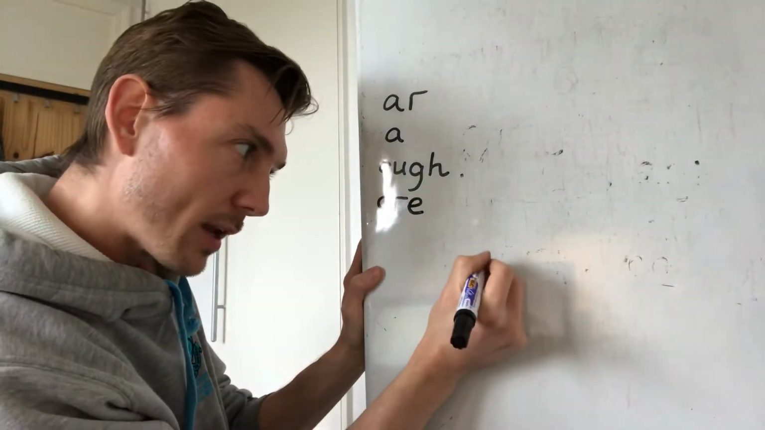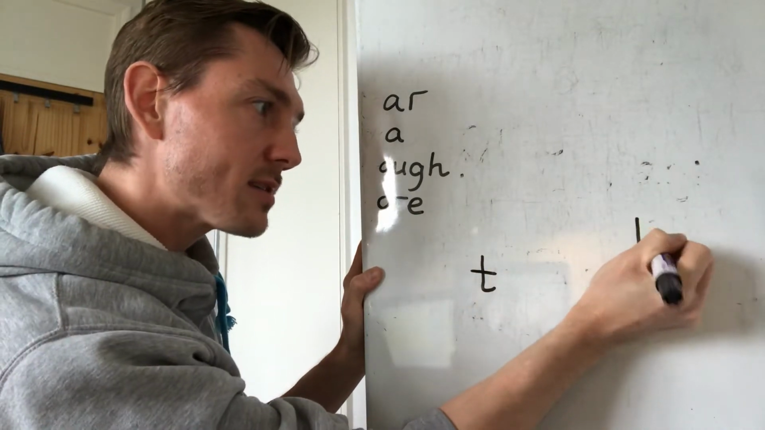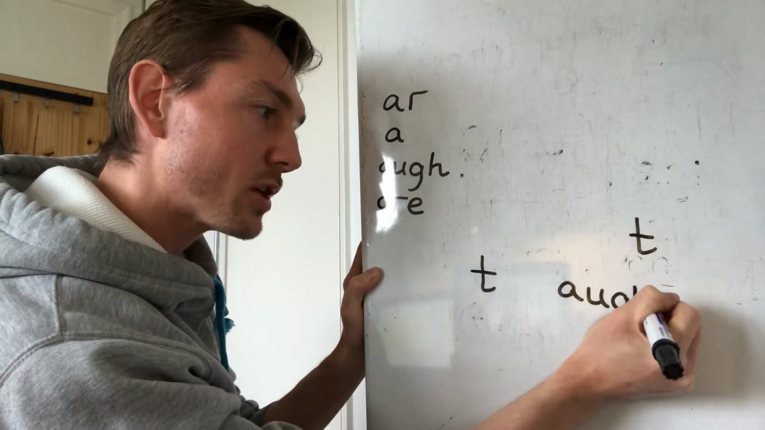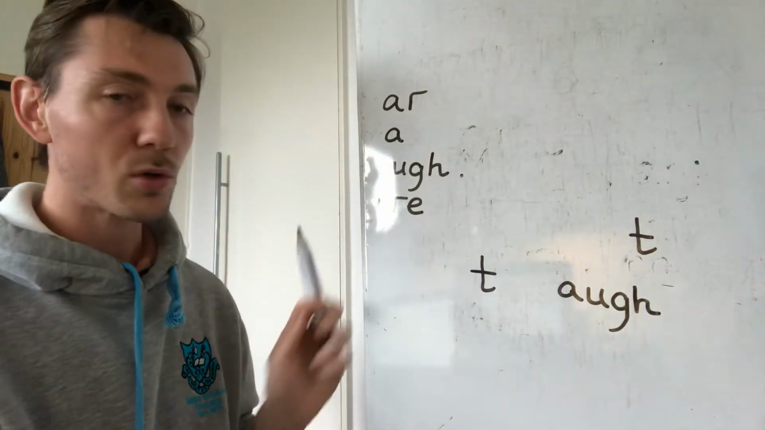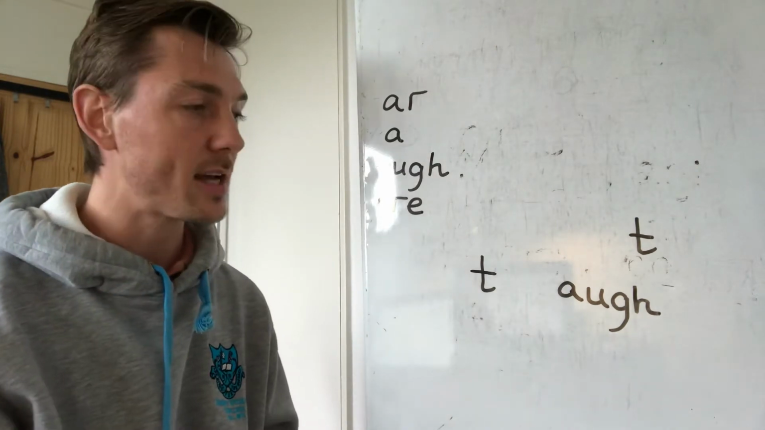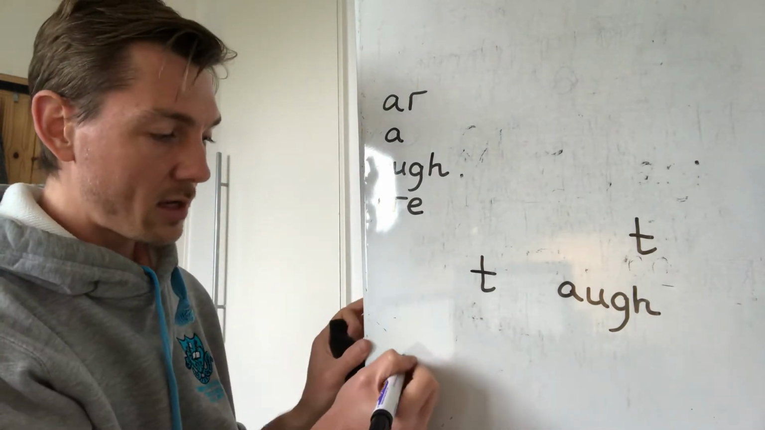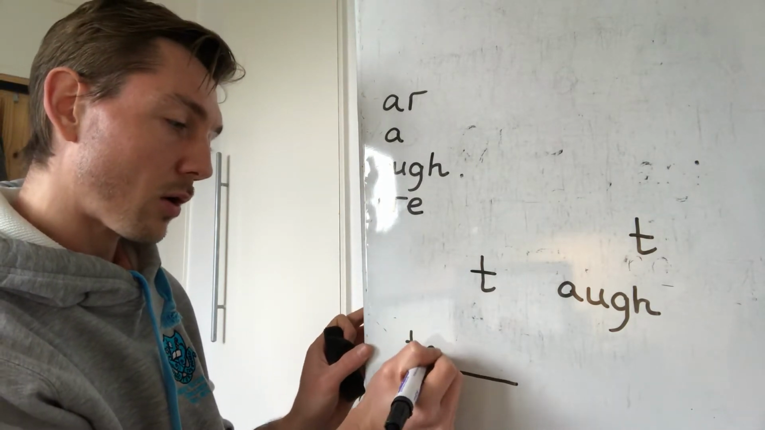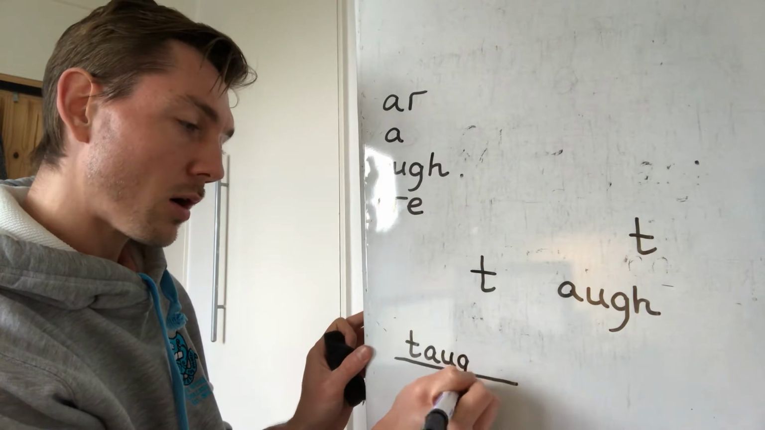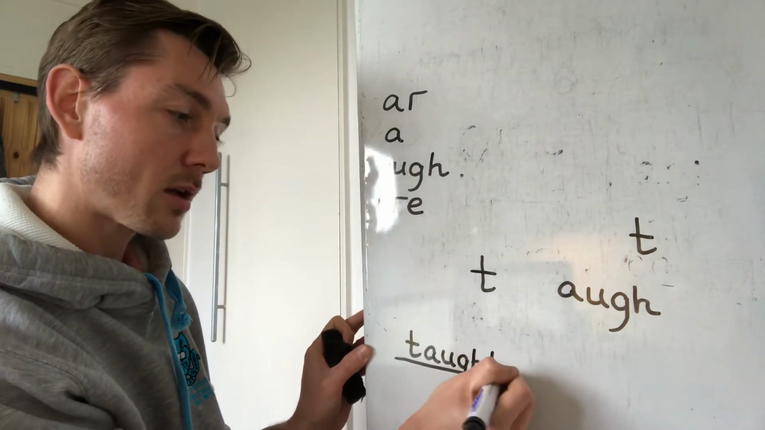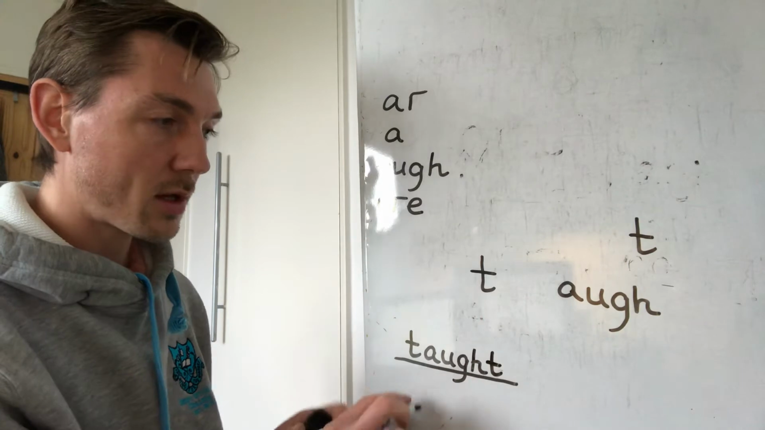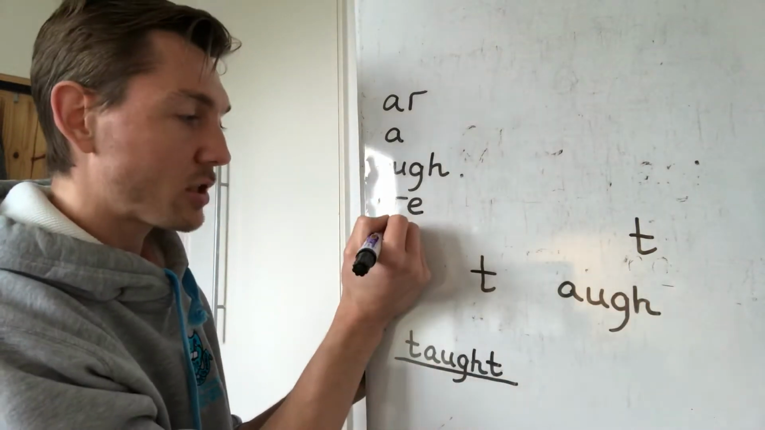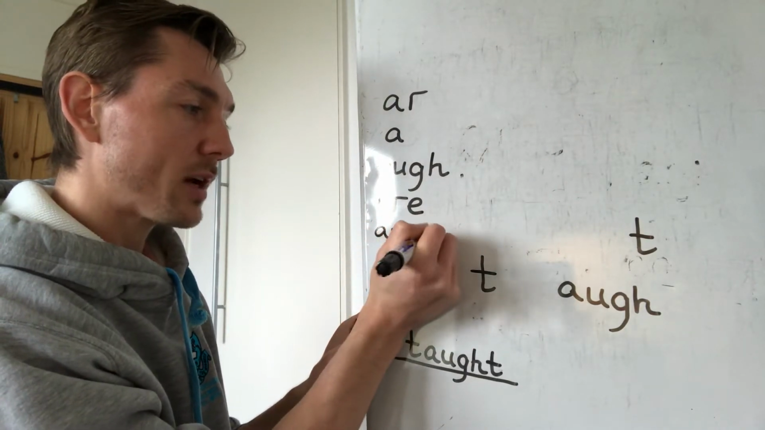Okay, next word is taught. I taught the children to read. Taught, to teach in the past tense. And 1 syllable again. And we have t, or, t. Underline your or spelling. A-U-G-H. Spelling of or in taught.